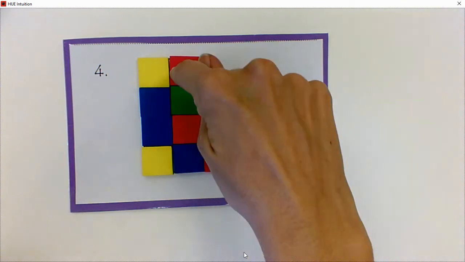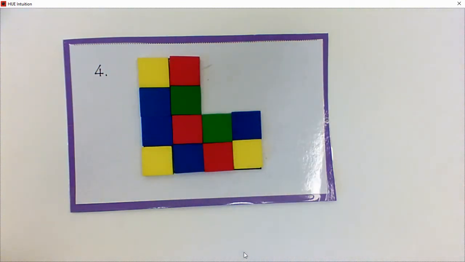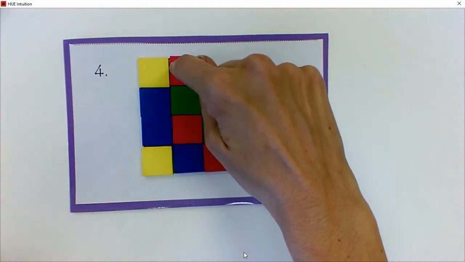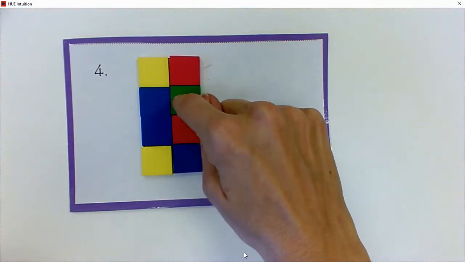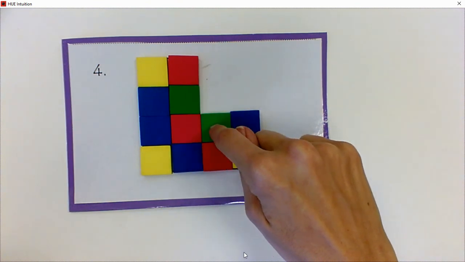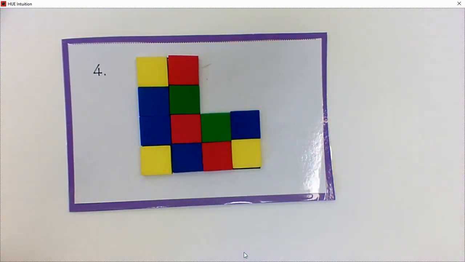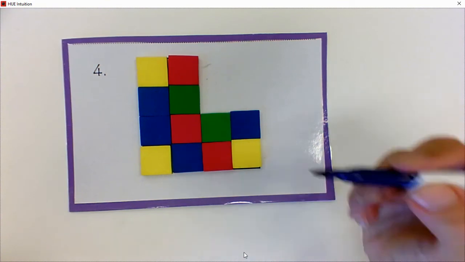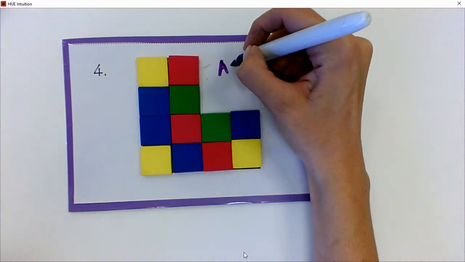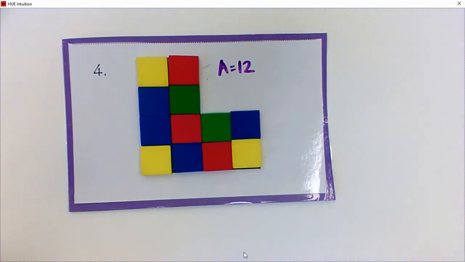Once again, the area is the space inside the shape or the number of tiles that I use to fill the shape. So that's 1, 2, 3, 4, 5, 6, 7, 8, 9, 10, 11, 12. It took 12 tiles to fill this shape. So the area of the shape is 12.